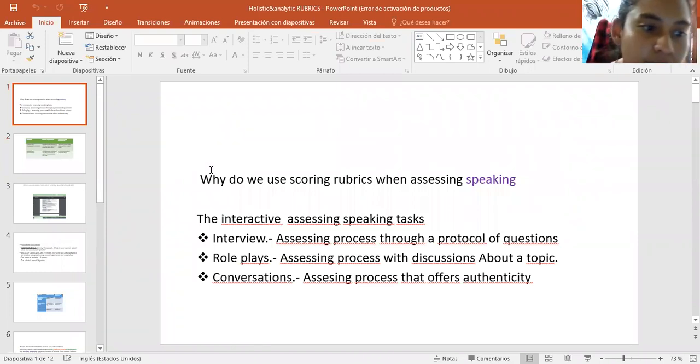This is about why we use scoring rubrics when assessing speaking. Teachers need to evaluate with an organized form. We need to evaluate some categories. For example, we can evaluate with interviews to evaluate the pronunciation, or if students are learning the content of the class, or making role plays to have discussions or conversations.